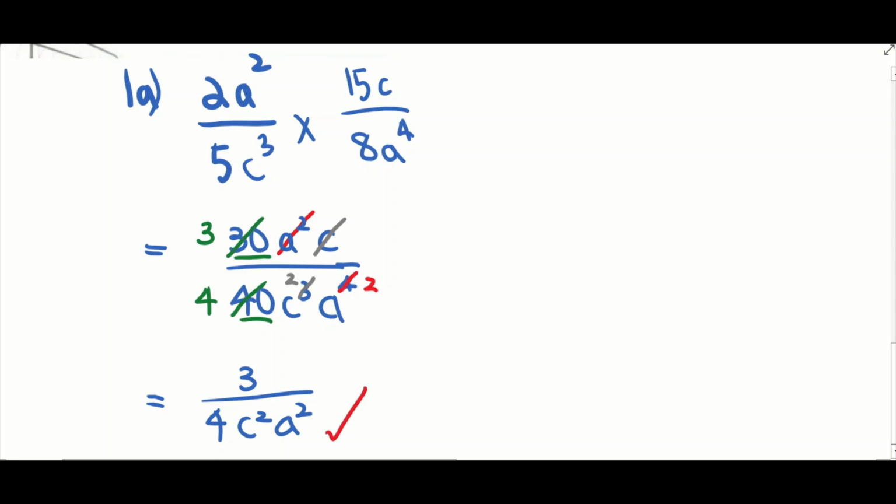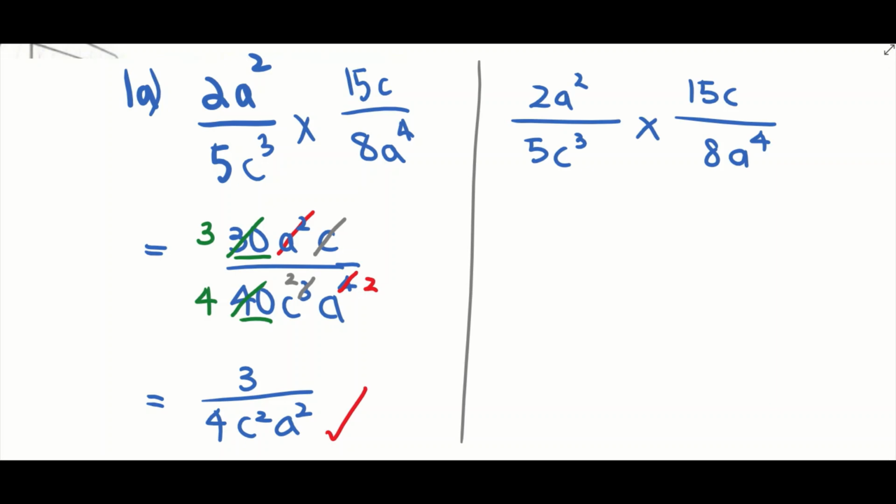Okay, but I'm going to show you there's another method as well. The second method is for me to simplify it first. Meaning I can cross cancel. See my 2 and my 8. I can divide it first, right? 2 divided by 8. I can divide by 2 on both sides. Okay, then I look at my A square and A power 4. I can divide by A square, divide by A square. Bottom will be left with A square.